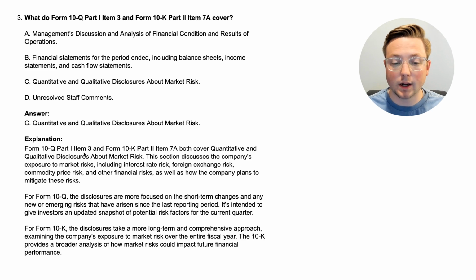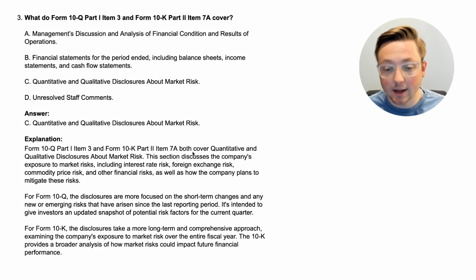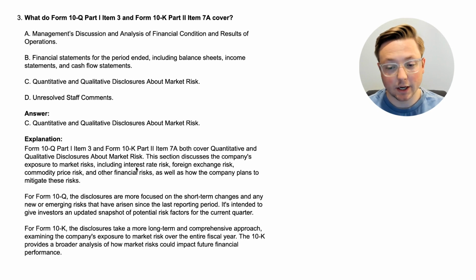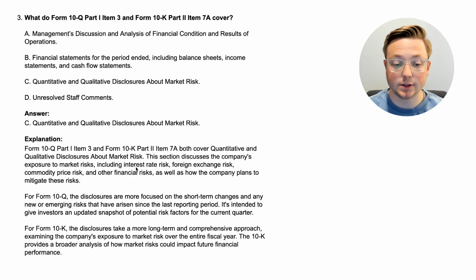Form 10Q Part 1 Item 3 and Form 10K Part 2 Item 7A both cover quantitative and qualitative disclosures about market risk. This section discusses the company's exposure to market risks, including interest rate risk, foreign exchange risk, commodity price risk, and other financial risks, as well as how the company plans to mitigate these risks. For Form 10Q, the disclosures are more focused on the short-term changes and any new or emerging risks that have arisen since the last reporting period, like the last quarter, or maybe even the quarter in the previous year. It's intended to give investors an updated snapshot of potential risk factors for the current quarter.